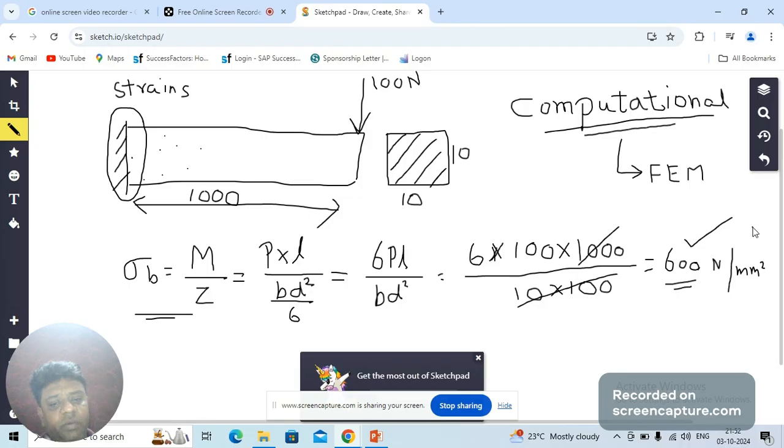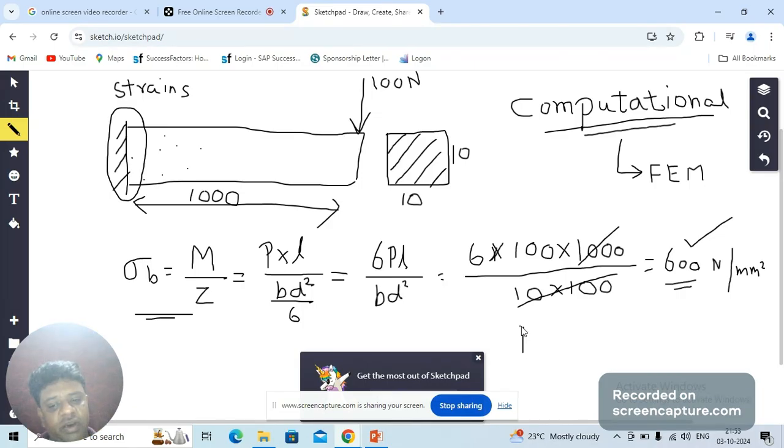What do we mean by approximate method? Suppose the actual or exact result for this particular problem is 600 Newton per millimeter square. If I do it experimentally, I'll get 600 Newton per millimeter square. If I do it using the analytical method, I'll get 600 Newton per millimeter square. But if I do the same thing in the finite element method, I may land somewhere around 597 Newton per millimeter square, or I may exceed it, like 604 Newton per millimeter square. So it is not properly converging to the exact solution.